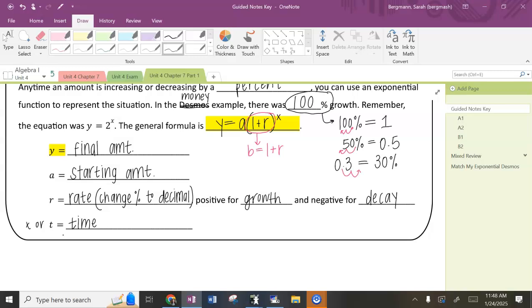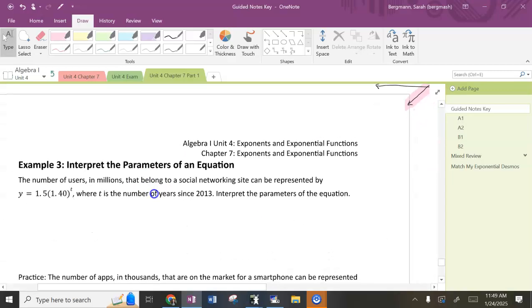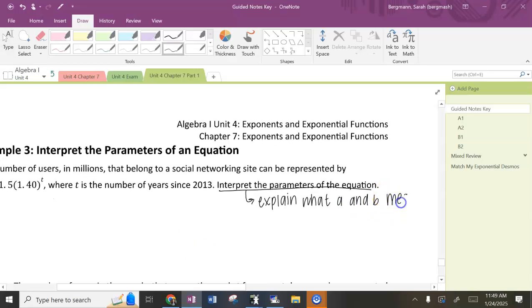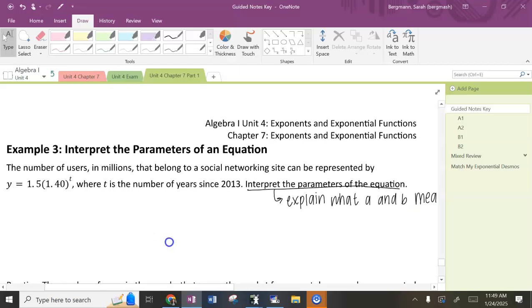Now let's take a look at an equation and see if we can figure out what the different parts of it mean. For this example, it says the number of users in millions that belong to a social networking site can be represented by this function: y equals 1.5 times 1.4 raised to the power of t, where t is the number of years since 2013. Interpret the parameters of the equation. Basically, it's asking you to explain what a and b mean in this context.